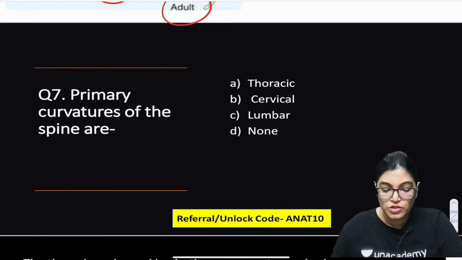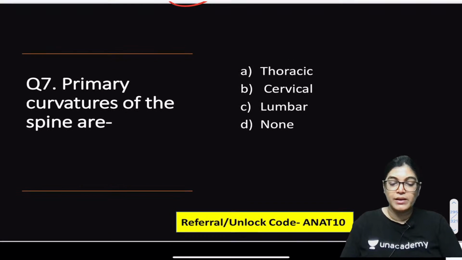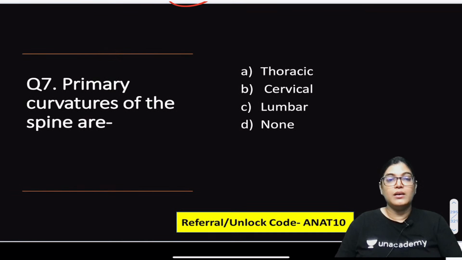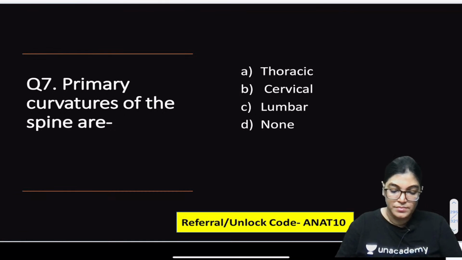Now, primary curvature of the spine is seen in which of the following regions? Thoracic, cervical, lumbar or none? Question number 7. Primary curvature of spine is seen where? Thoracic, cervical, lumbar or none?